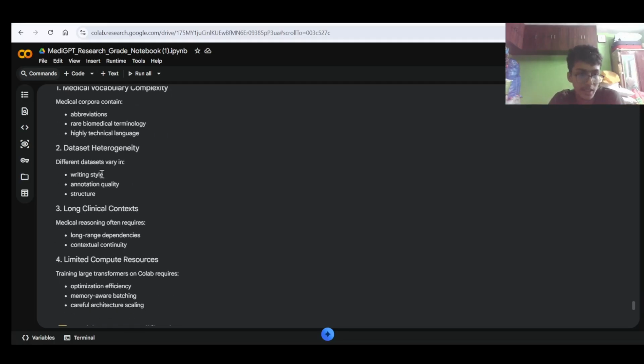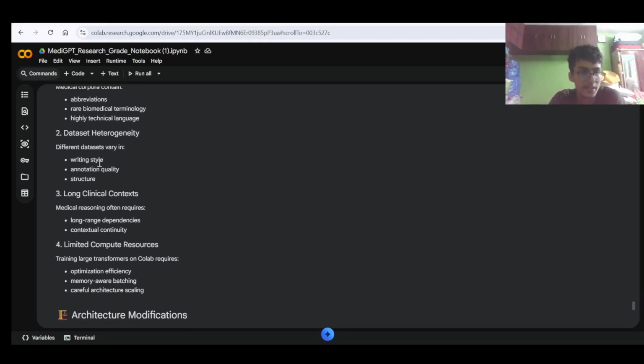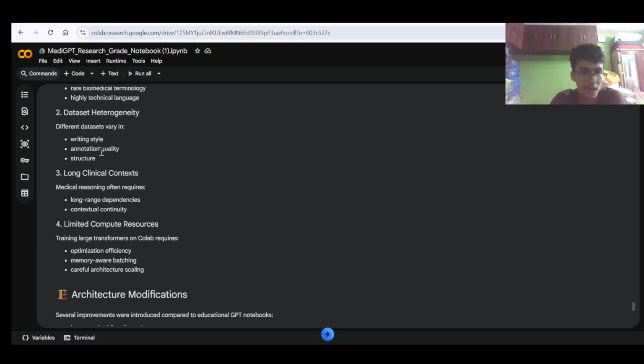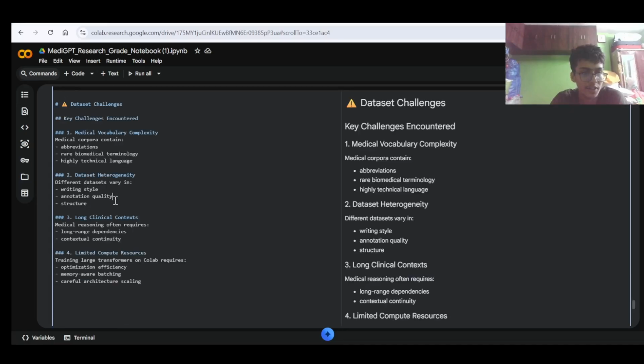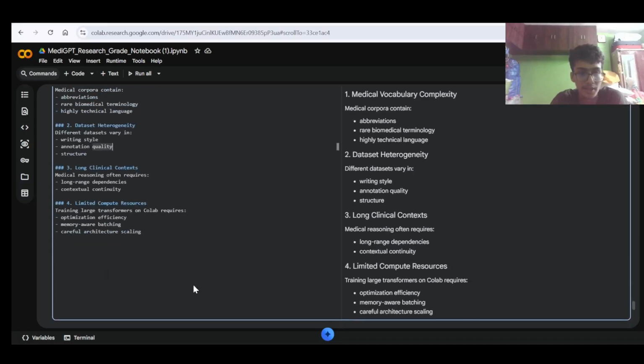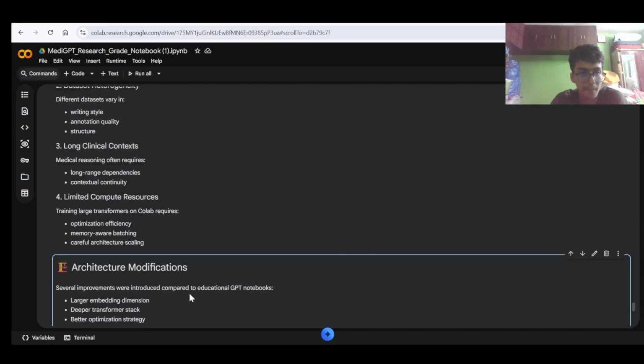Abbreviations were another issue. Writing style heterogeneity, making it homogeneous, was difficult. Long range dependency is also really seen there. And limited compute resources, because this is an SLM, not an LLM, so you can't expect great results at first glance. But surely a future goal can be to fine tune this model and give more medical context to it, so that it generates better results, because now it is understanding medical terminology.